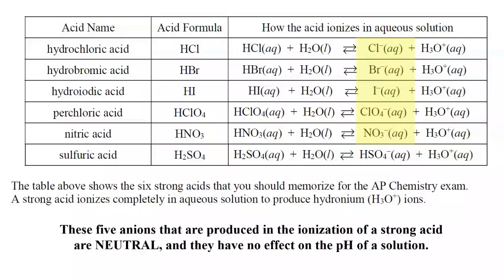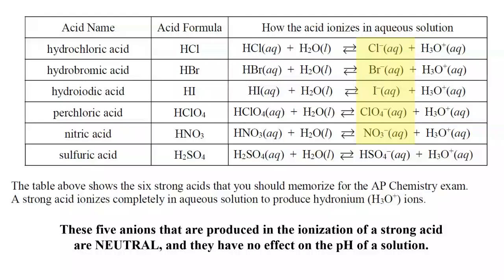So that makes these five anions, chloride, bromide, iodide, perchlorate, which is ClO4-, and nitrate, NO3-, because they are produced in the ionization of a strong acid, are considered neutral. They are not bases at all. They have no effect on the pH of a solution.